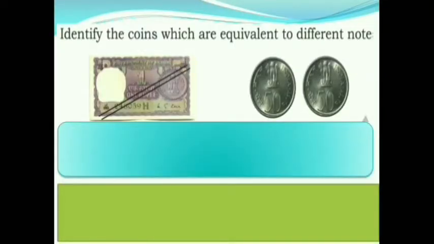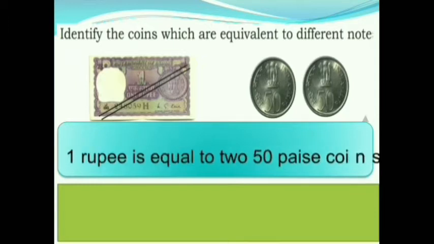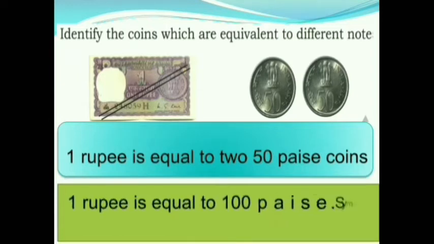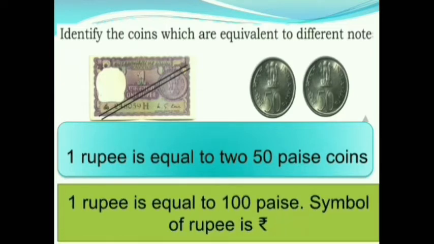Children, now we will identify the coins which are equal to different notes. First we have a 1 rupee note. Beside it we have two 50 paise coins. What cost will we get when we add these two coins? Yes, 1 rupee. 50 paise plus 50 paise is equal to 100 paise. 1 rupee is equal to 100 paise. This is the symbol of rupee.